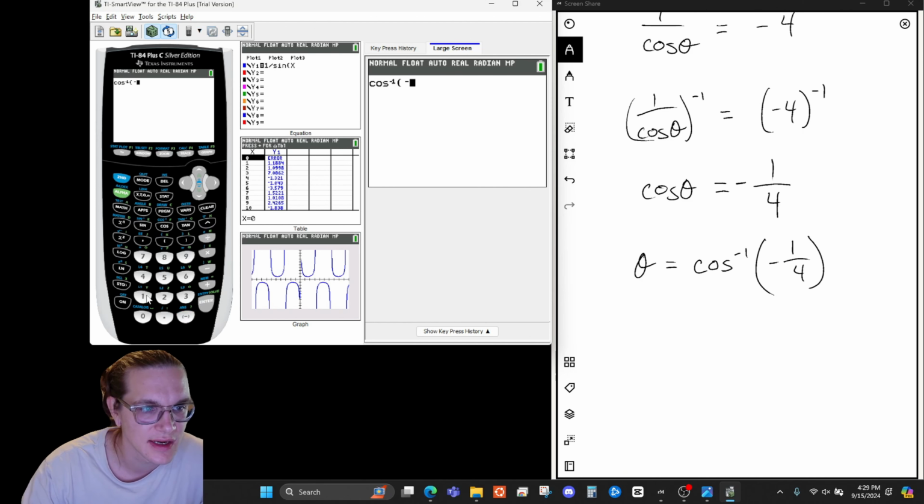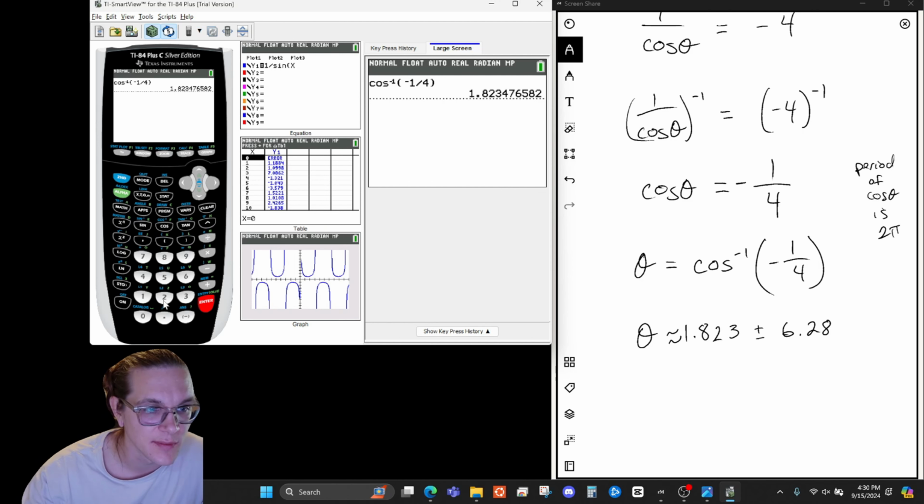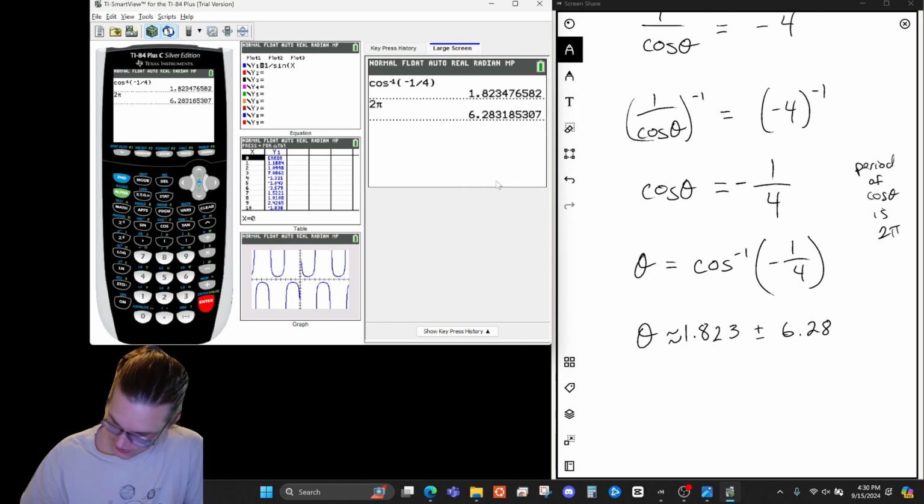So for our general solution, which has infinite answers, we will say it's 1.823 plus or minus 2 pi, but we're going to continue to use decimals. So 2 pi is 6.28 radians. You can double check it by just typing 2 pi, and times that integer k. So this reads the same as the way we did it the first time, right?